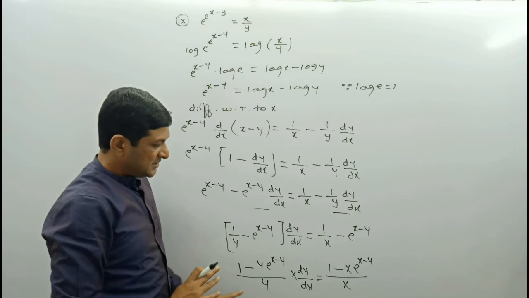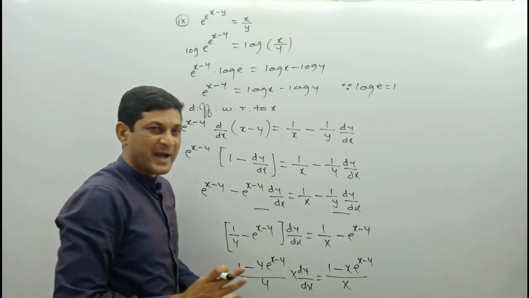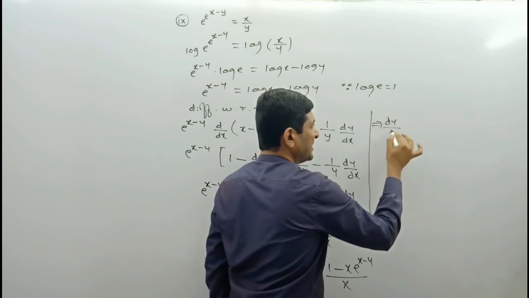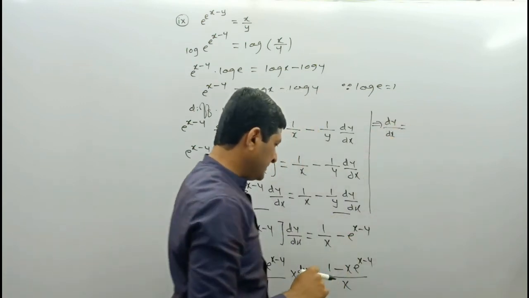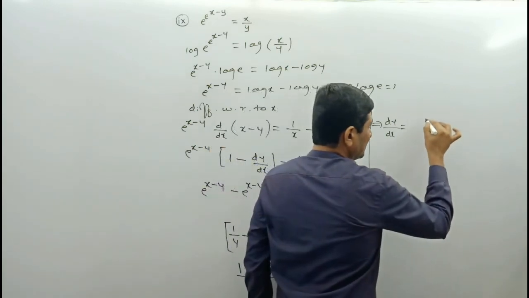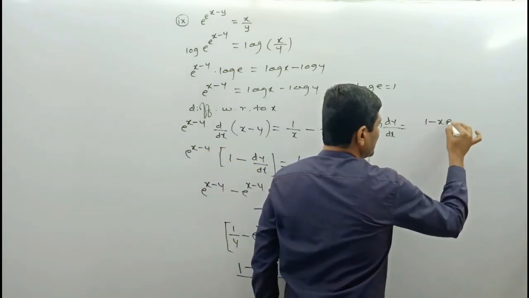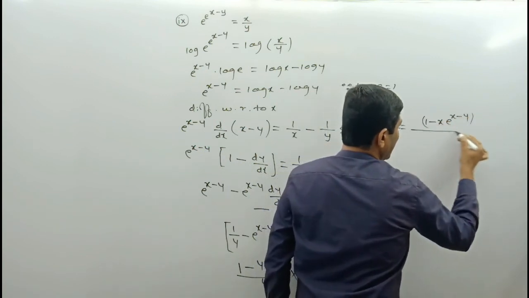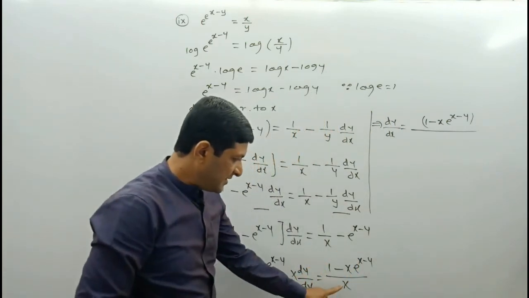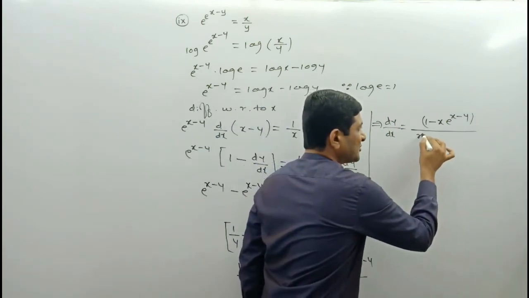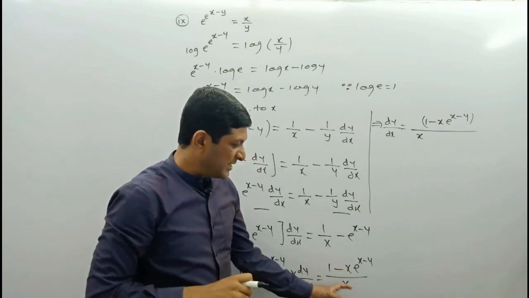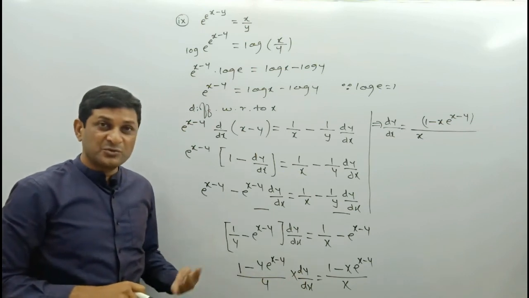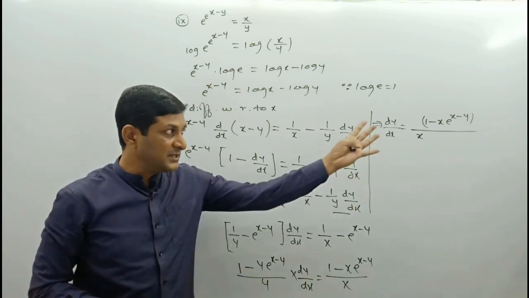Now the remaining part is just to find out the value of dy by dx, which implies that dy by dx will be equal to, now observe it very carefully, in the numerator 1 minus x into e raised to power x minus y, keep it as it is. I am keeping the numerator as it is. And what is the denominator here? The denominator is x. In the denominator x, keep it as it is, isn't it? So we have written the numerator and the denominator. Now our aim is to find out dy by dx.